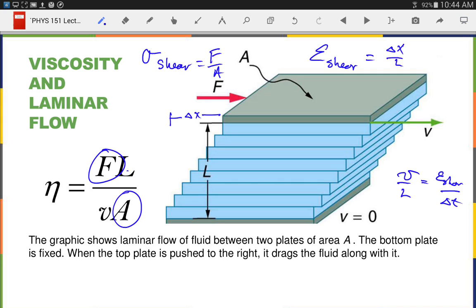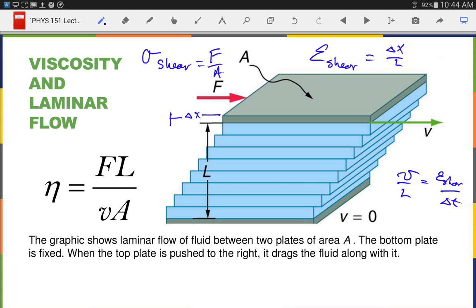So all of this said, what does the viscosity tell you in practice? In practice, if you have a higher viscosity, you're going to have a bigger force necessary to get the same velocity difference, which means that it's harder to make it flow. So things with high viscosity don't flow very well. Things with low viscosity flow very well.